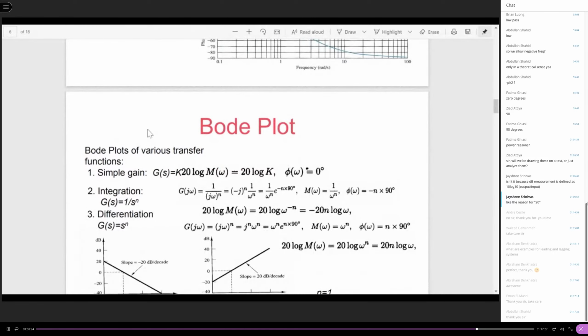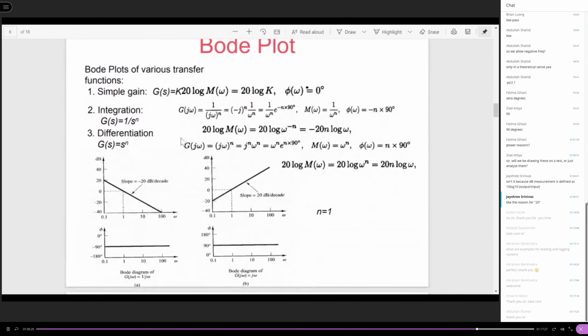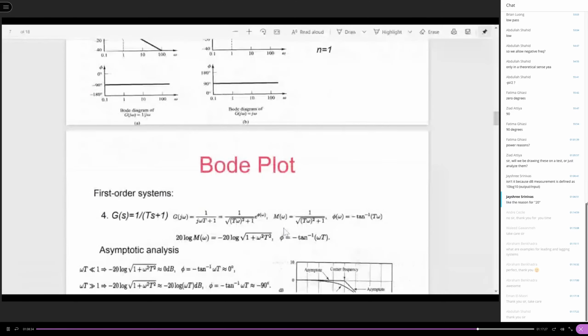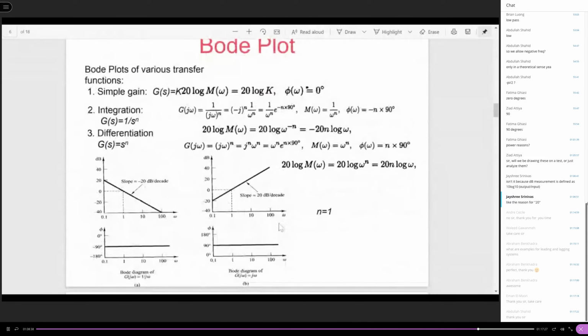I don't have much more time, so I would suggest that you go through the remaining part of these slides. The remaining part basically gives you examples of the Bode plot for each specific special system.